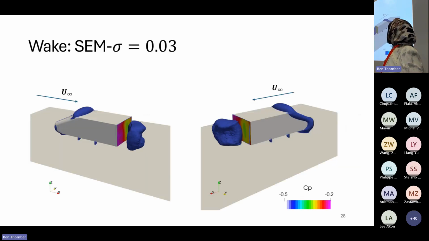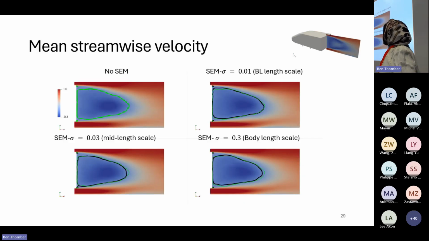And that's what we can see here, so this is the largest coherent structure in the near wake region for the case where we have SEM of sigma equal to 0.03. So we're not affecting the low frequency dynamics, as we can see here. Now finally, if you compare the mean streamwise velocity of a vertical plane, on the top left, we can see the mean streamwise velocity without the SEM. Then the green line represents the length of the recirculation region.